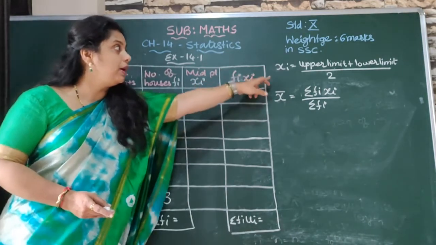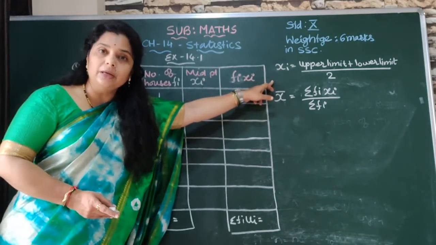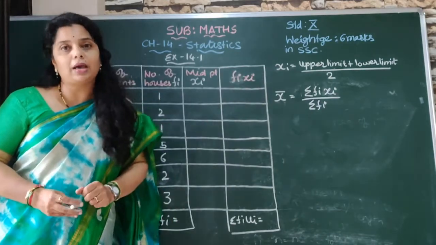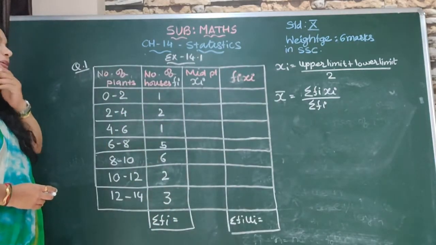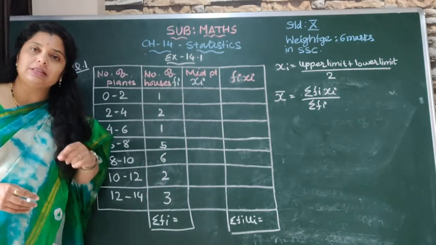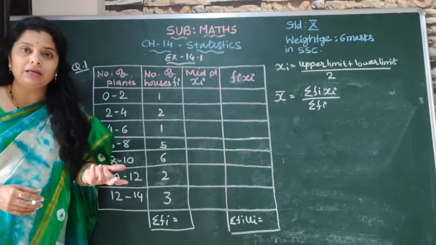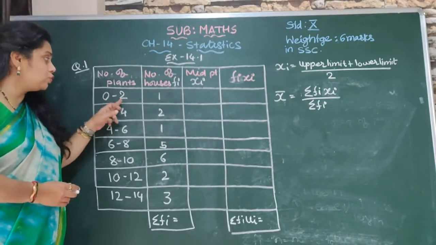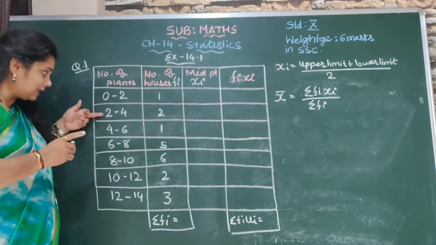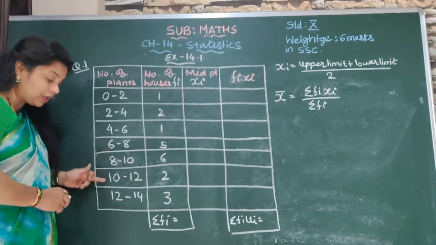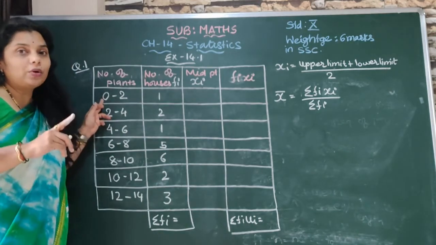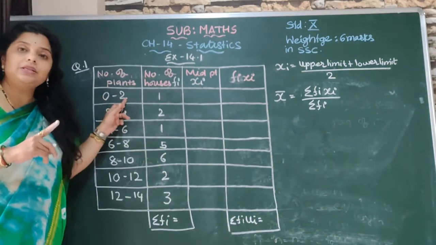And what is the formula? The formula to find out the midpoint of each class is upper limit plus lower limit by 2. As you see, the different classes are given here. For each class, the upper limit and the lower limit are different. Here 0 to 2, this is the first class. Second class, third class, fourth class, fifth class, sixth class and seventh class. For the first class, the lower limit is 0 and the upper limit is 2.